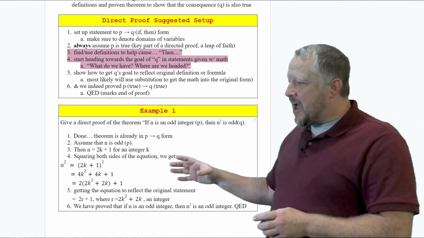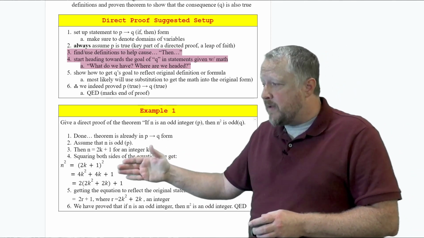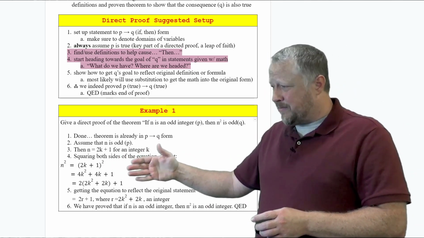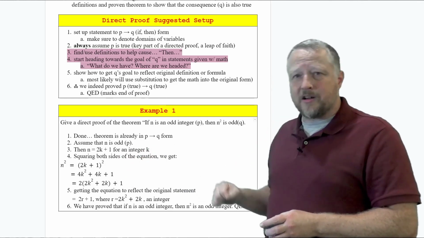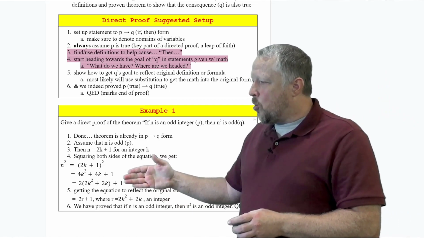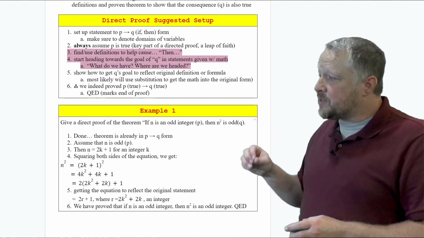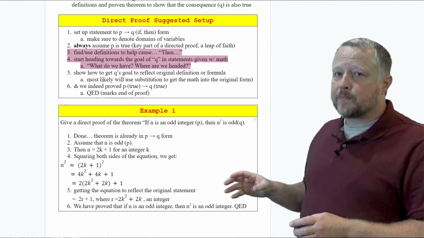So that's what's happening in number 4. There are manipulations being done with very simple math, foiling and then combining some things, and going from there. But again, my goal was to get something that looks very close to 2k plus 1, because we know that form is odd.